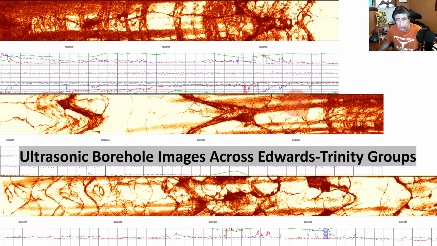And so when we look at these images, it is very important because then we have an idea of which fractures are open and which fractures are closed. And please note that the reason why we can see fractures here is because of the impedance contrast with the surrounding rocks. So these are open fractures.